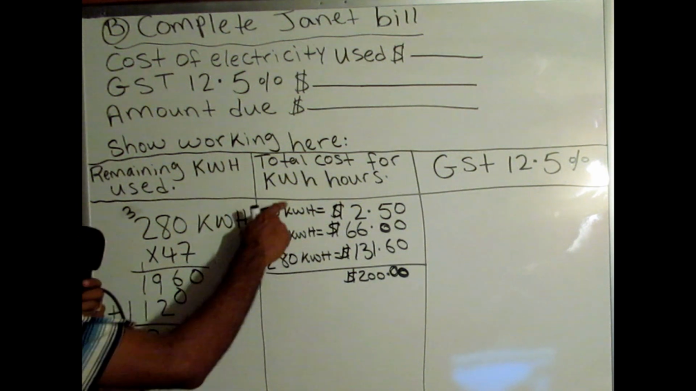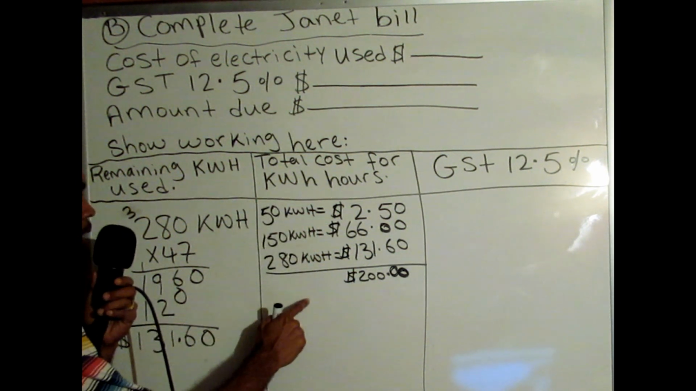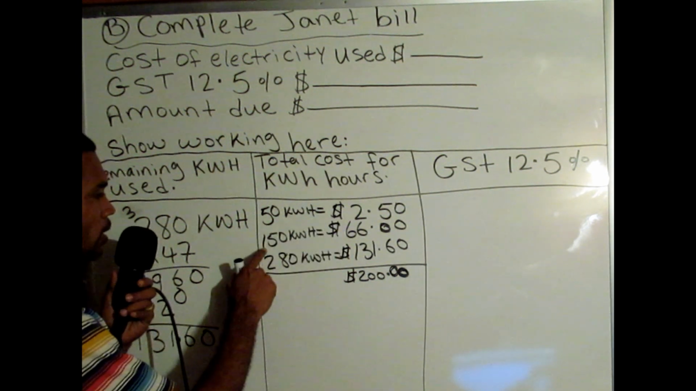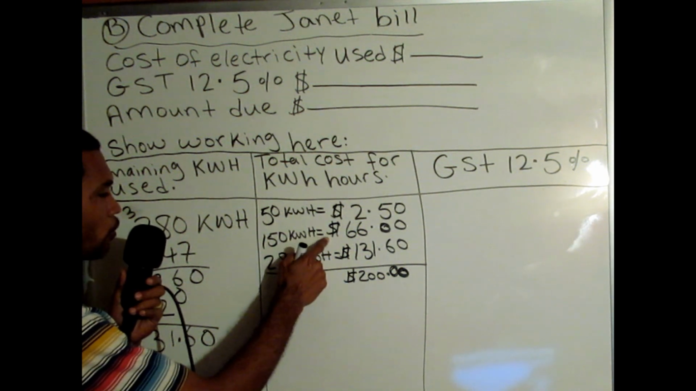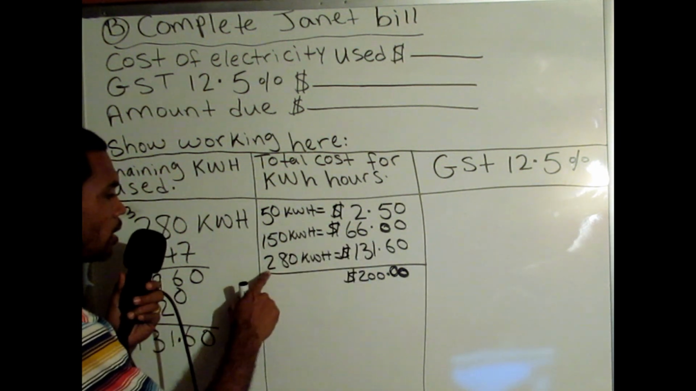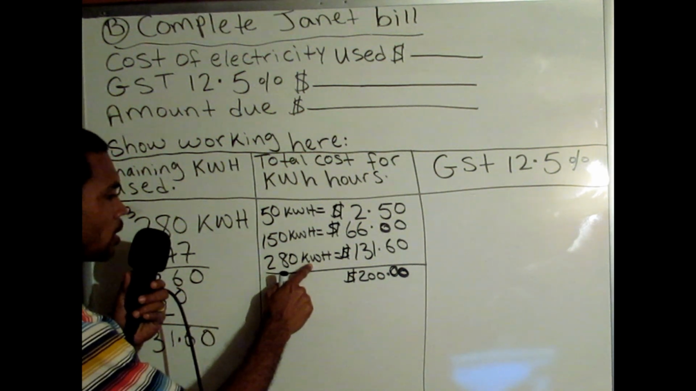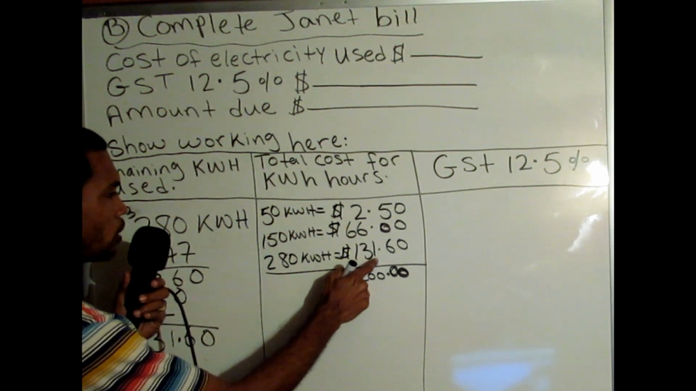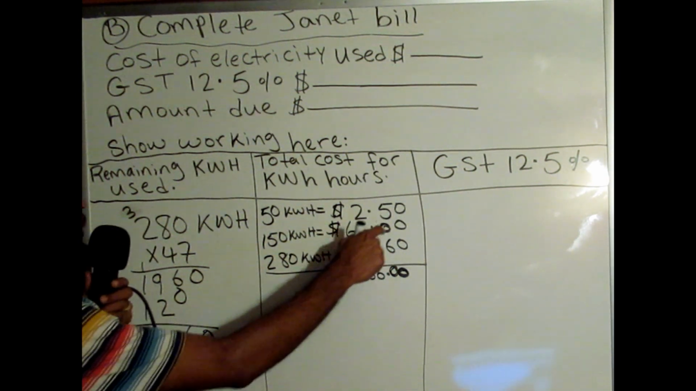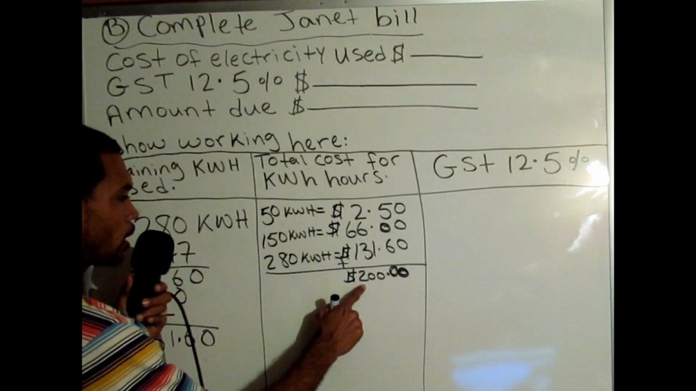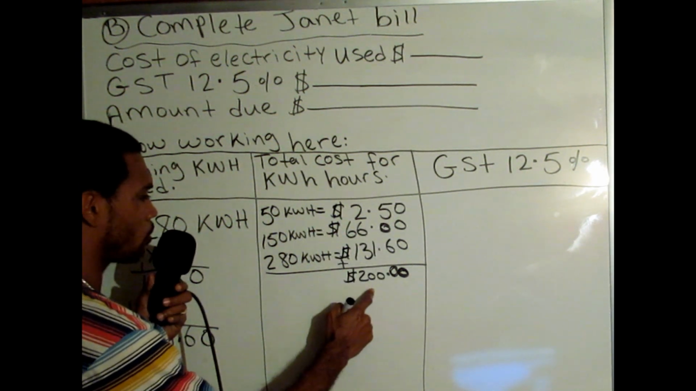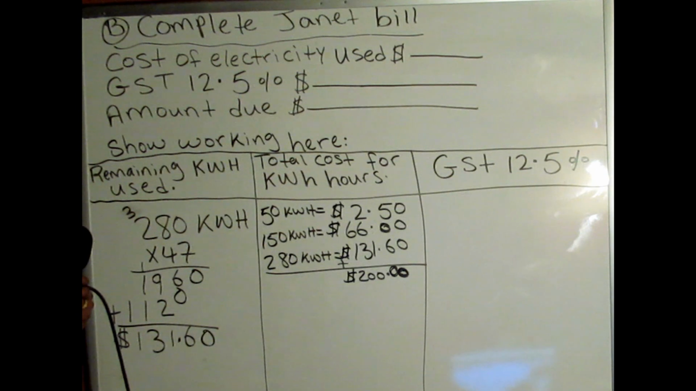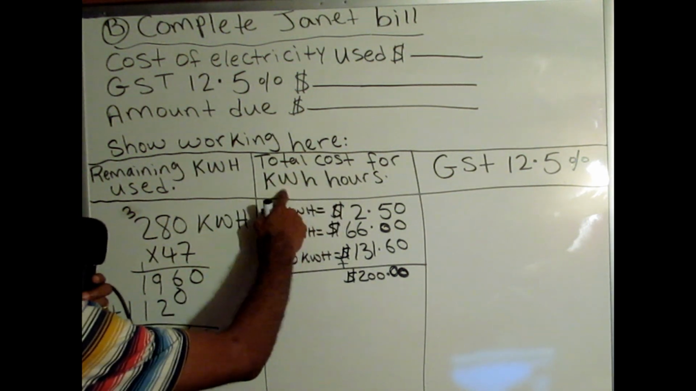And again, we were working out everything that we did in box A. The first 50 kilowatts at 5 cents, we got $2.50. The next 150 kilowatts at 44 cents, we got $66. And the remaining 280 kilowatts that was left, we multiplied by 47 cents, and we got $131.60. And when we add up these three, we got $200.10. But because the problem says to round it to the nearest dollar, we keep it at $200. And so, this is the total cost for kilowatt hours.